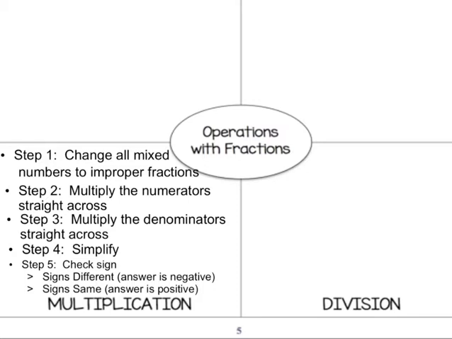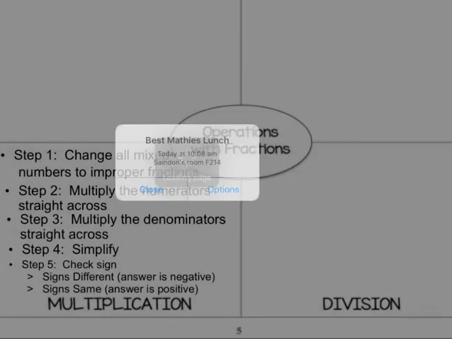Okay, so we're going to follow these steps while we are multiplying fractions. Change all mixed numbers to improper fractions, multiply the numerators straight across, multiply the denominators straight across, simplify, and then check the sign. So here is an example problem.